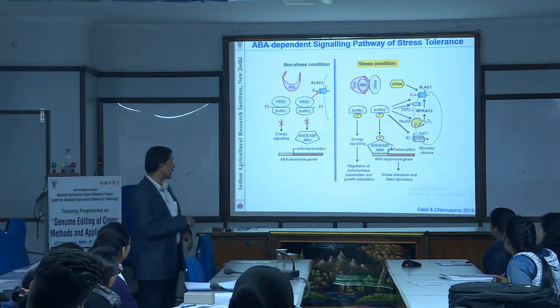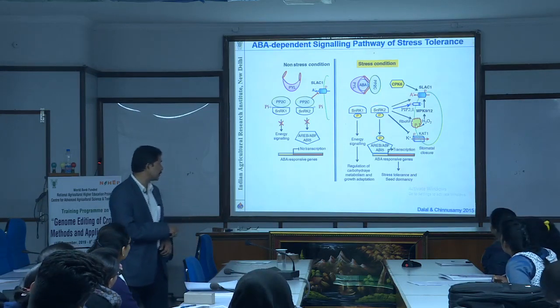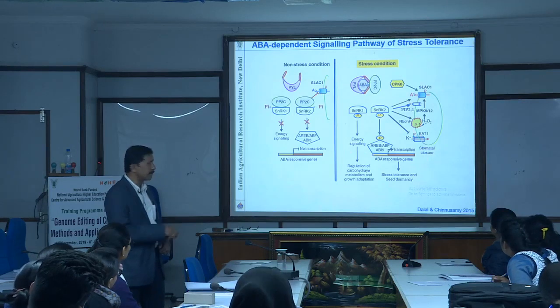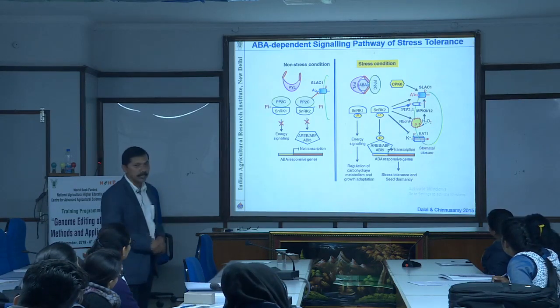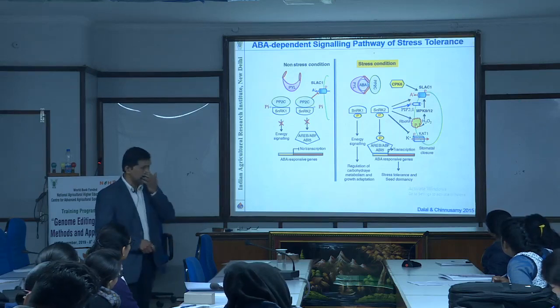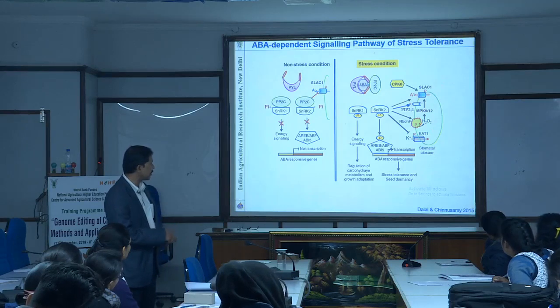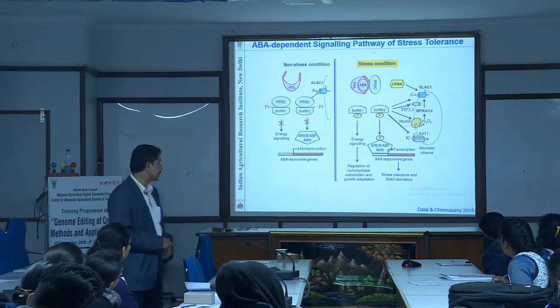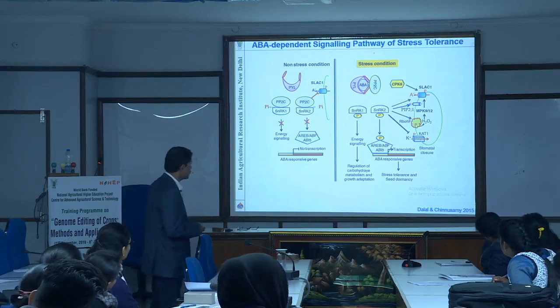So now the kinase is free. These kinases can then phosphorylate a variety of transcription factors, ion channels, or aquaporins. Many membrane proteins can be phosphorylated, and some of the phosphorylation can inhibit the activity, while some can activate the activity of the protein, and thus you get the stress response.